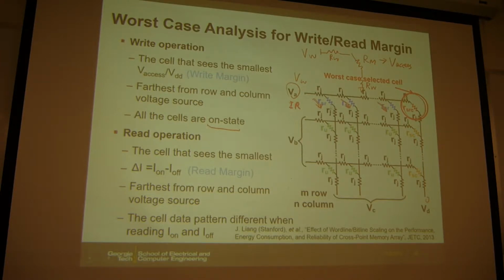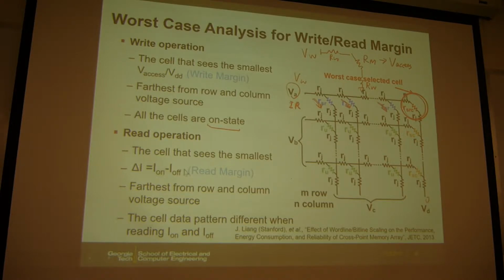So when the other cells are in the on state, that means lower resistance, so you will have larger current. Then this IR drop will be more serious. So this is how you analyze the write operation.